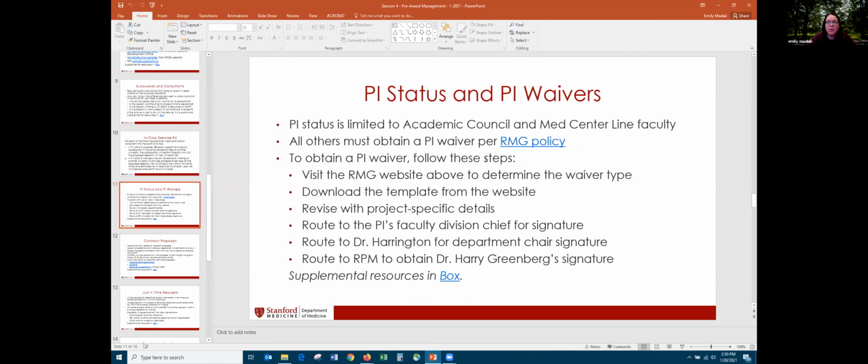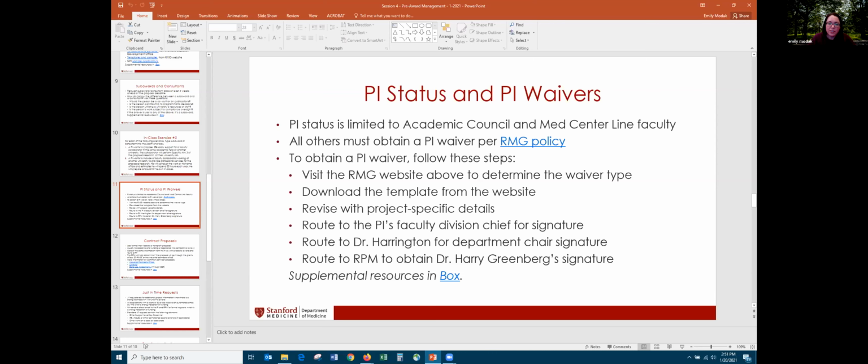So to obtain a PI waiver, what are the steps? How do we actually shepherd this through the process so that we can get it to RMG on time so it doesn't hold up our proposal? You go to the website just like I did, and you can read the different types and figure out which one applies to your particular situation. Download the template, you revise it with the project specific details. You do that in coordination with your PI. You maybe give them a starting point and then they revise it from there.